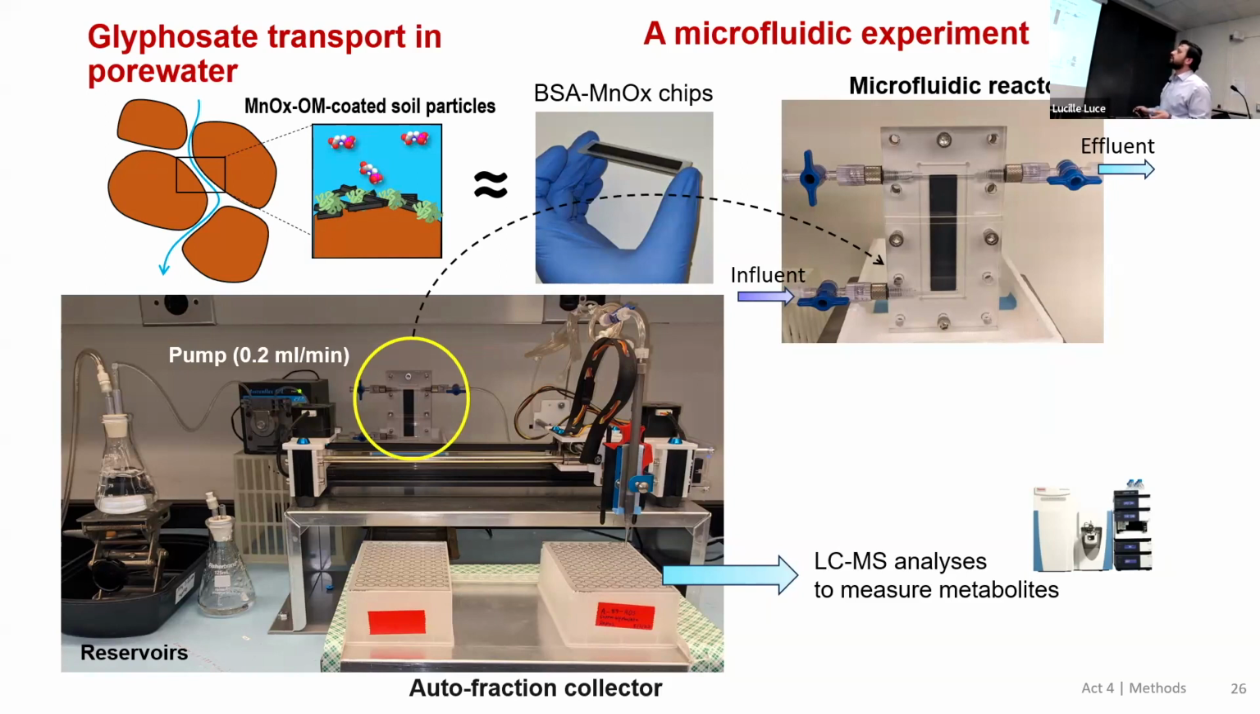I made BSA manganese oxide chips. Protein is loaded onto the manganese oxide here, and this glass slide goes into the microfluidic reactor. Then we introduce glyphosate in. As a function of time, we collect effluents and we analyze for byproducts using LCMS or other photometric approaches.